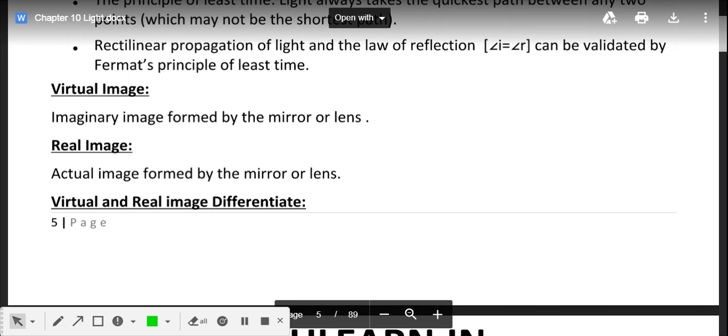Virtual image. What is a virtual image? A virtual image means just an imaginary image which is not actually formed, but it seems to us that it is being formed. Right? Why it happens, I will teach you when we start the ray diagrams. Real image is the actual image formed by the mirror, which you can see and which actually exists. Right? Like you see yourself in front of the mirror.